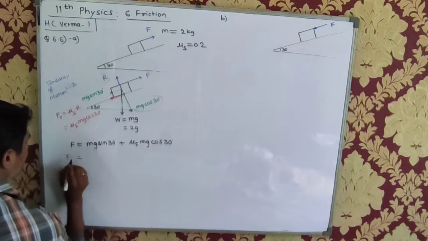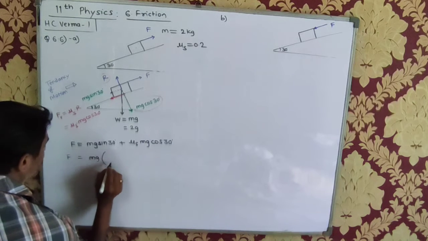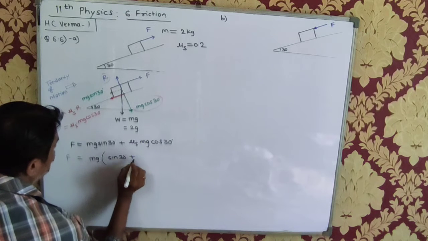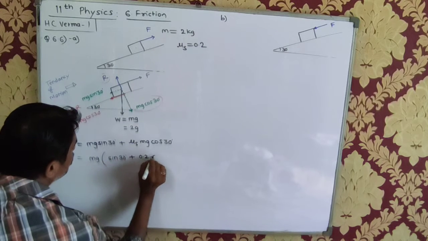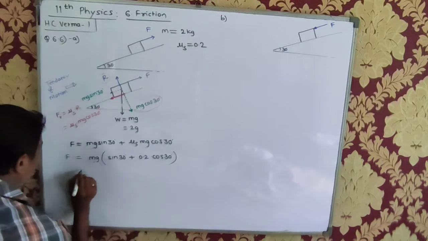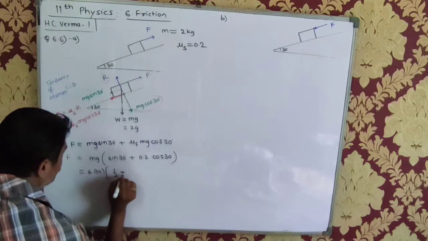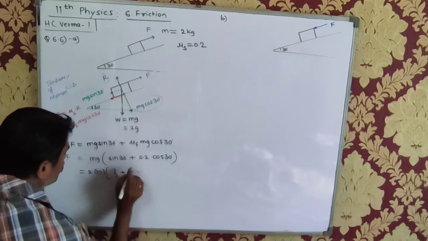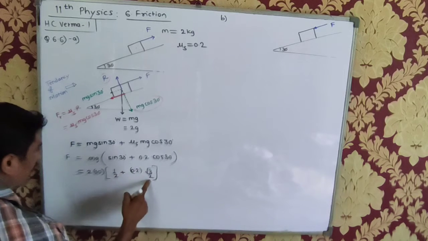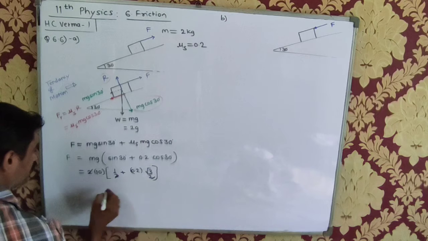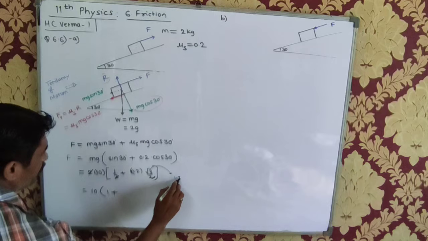Let me substitute simply. So F is equal to m g, can I take mg common? Yes, mg is taken common. This is sin 30 plus mu s, mu s is 0.2, times cos 30. Let us substitute the values here. m is 2, g is 10, and sin 30 is half plus 0.2 into root 3 by 2. So this will become 10, 1 plus 0.2 root 3, root 3 is 1.732.